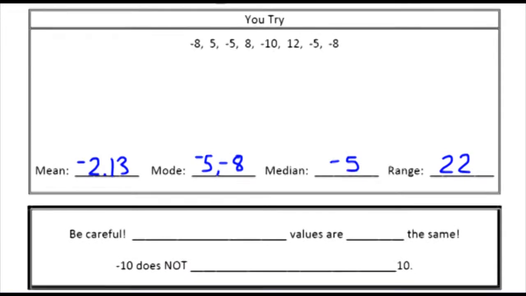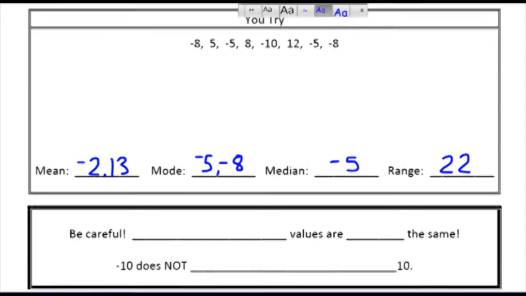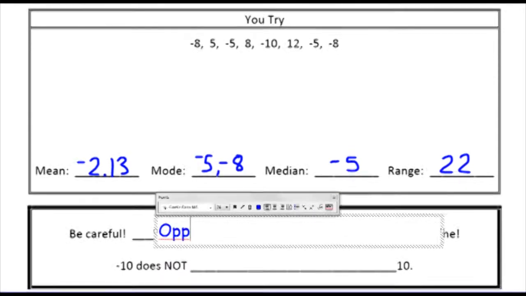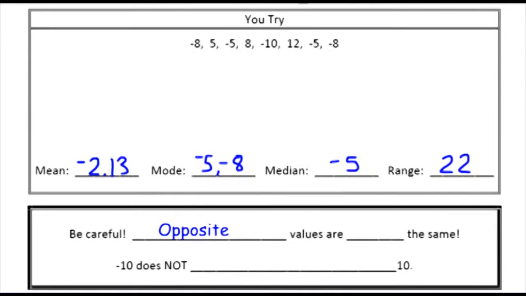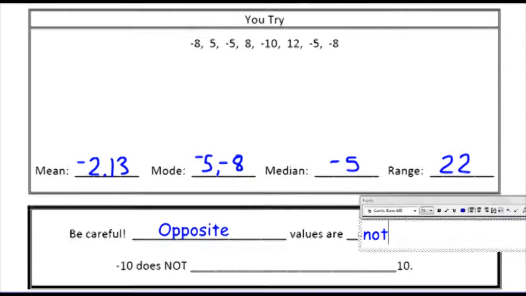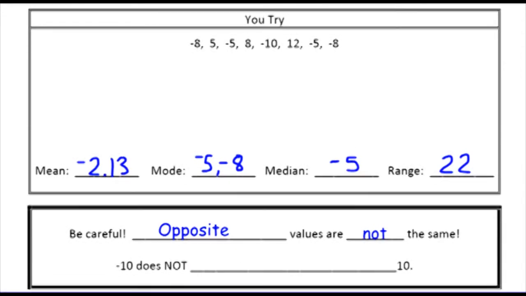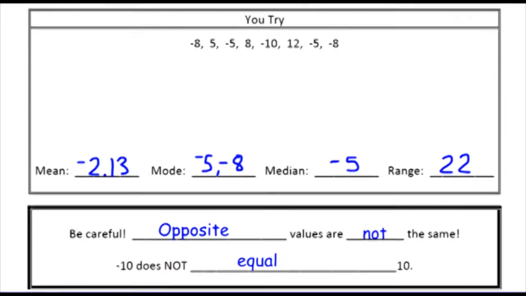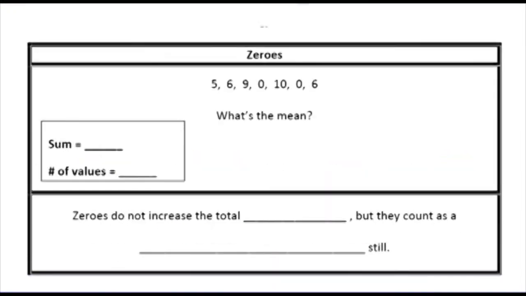To summarize a couple of the quick tips when it comes to negatives and positives. The biggest thing, be careful. Opposite values are not the same. Negative 10 does not equal positive 10. Easiest mistake to make.